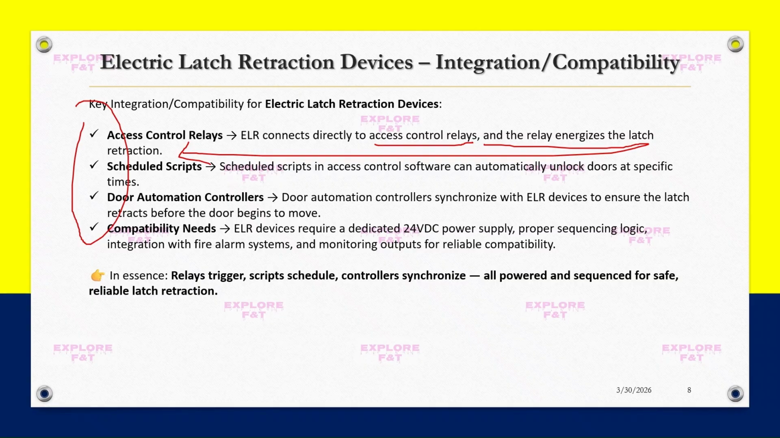Okay, and compatibility needs. ELR devices require a dedicated 24-volt power supply, proper sequencing logic, integration with the fire alarm system, and a monitoring output for reliable compatibility. And one more point below. So in essence, relay, trigger, script, schedule, and controller synchronize, all powered and sequenced for safe, reliable latch retraction. That's it. Next one.